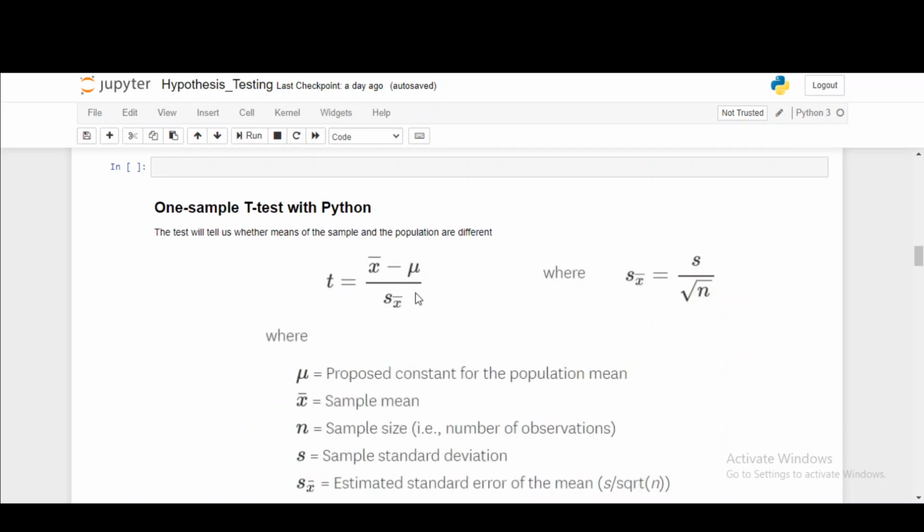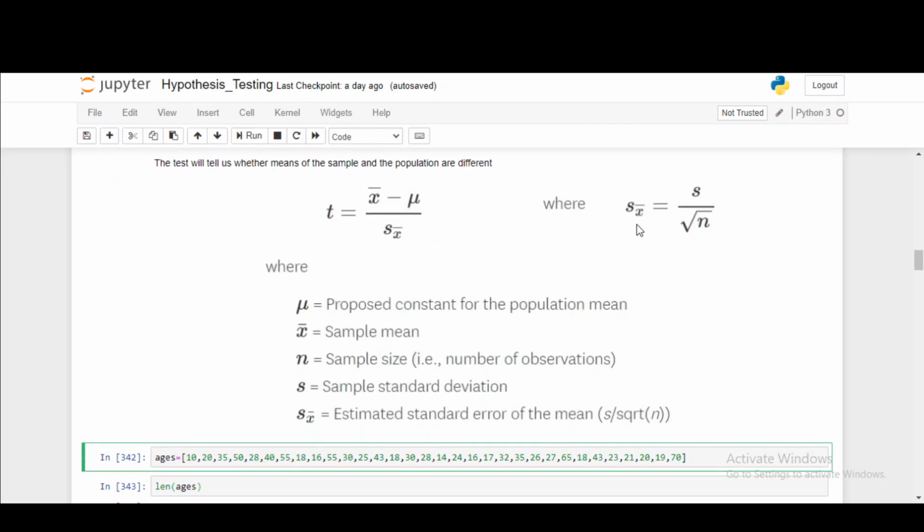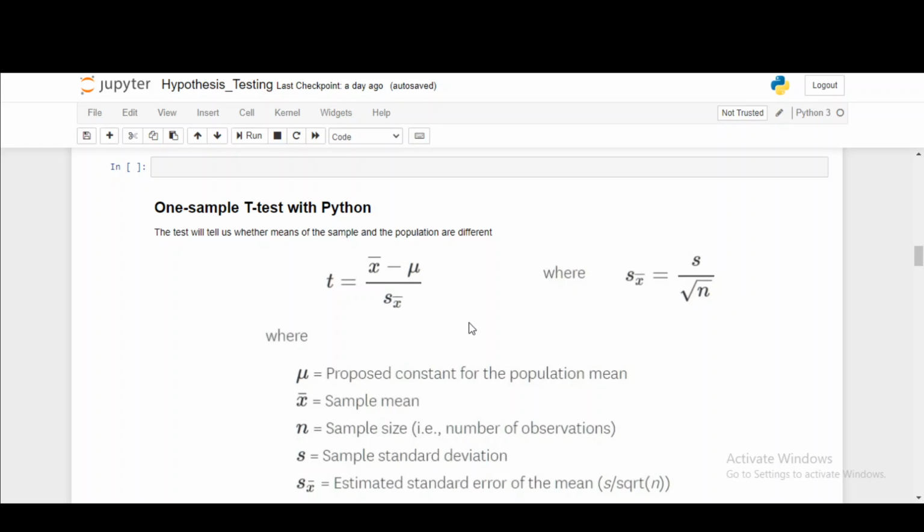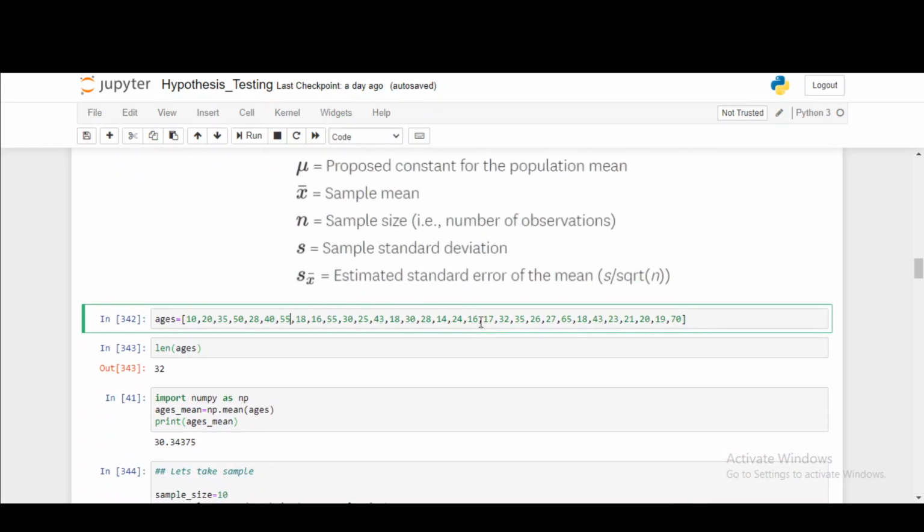The formula for the one sample t-test is something like this. Here x̄ is the sample mean and mu is the population mean, and s_x̄ is the estimated standard deviation of the mean. The formula of s_x̄ is the sample standard deviation divided by root of n, where n is the sample size. So this is the formula of the one sample t-test.